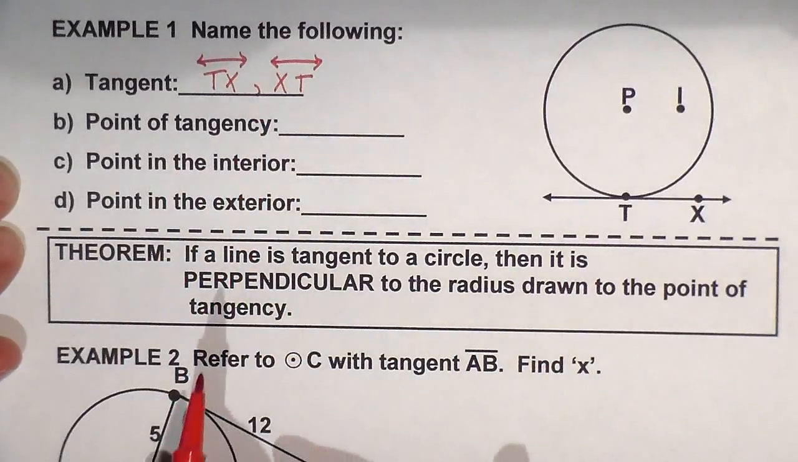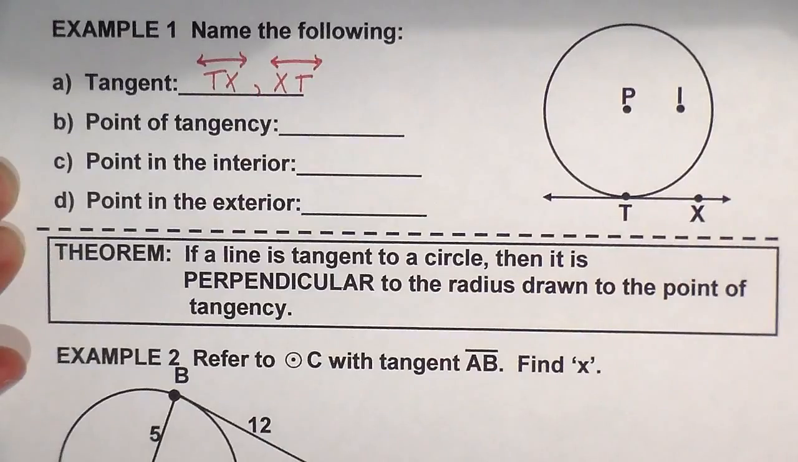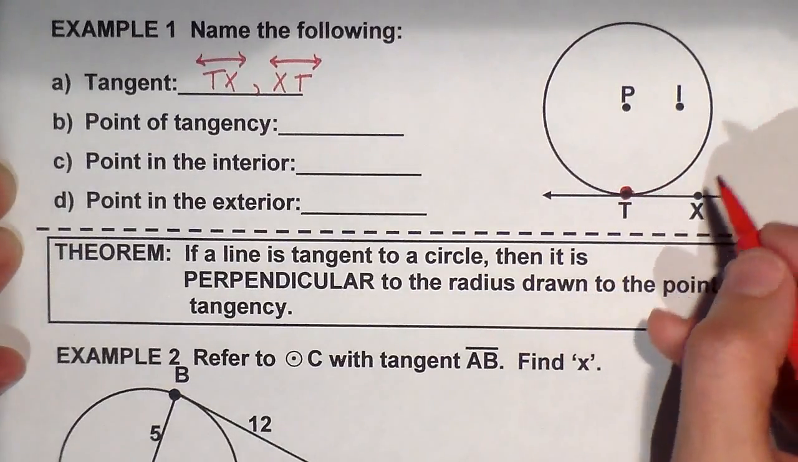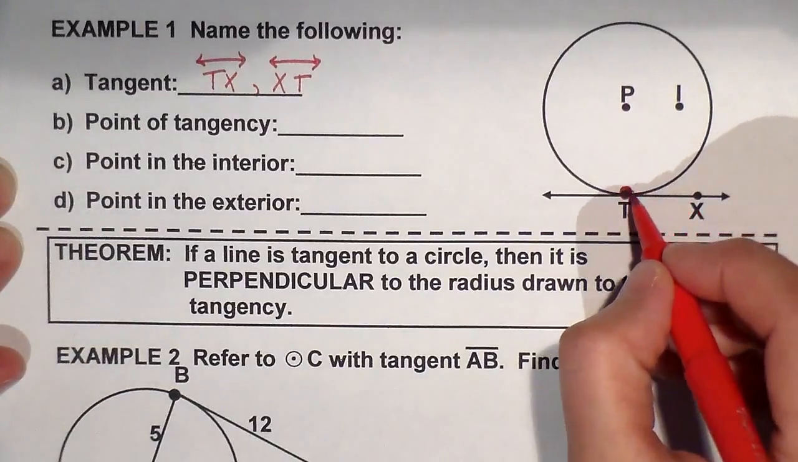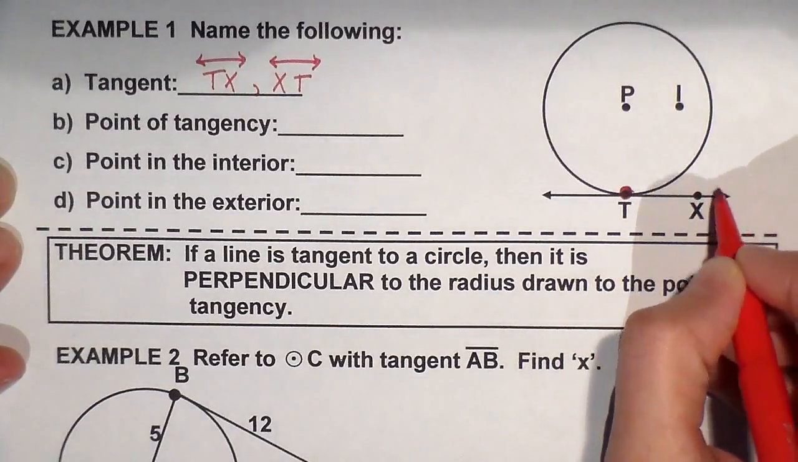Along with that, we also have the point of tangency. And the point of tangency is the point where the line is actually tangent to the circle. Just like we talk about in class, how I constantly go off on tangents. The point of tangency is where the line leaves the circle.